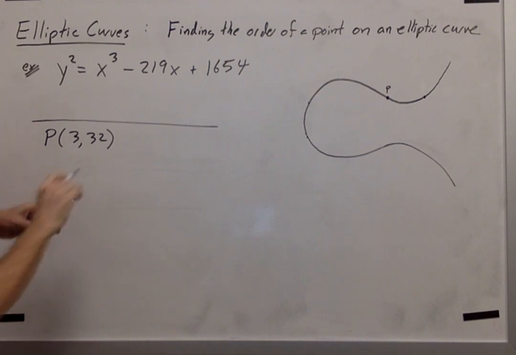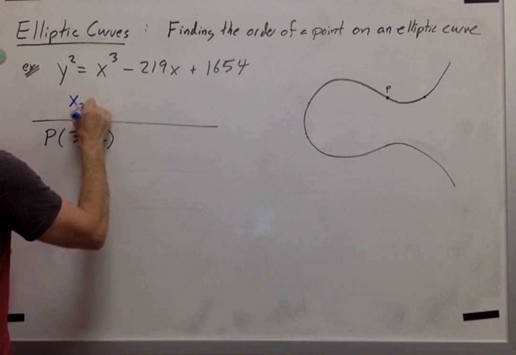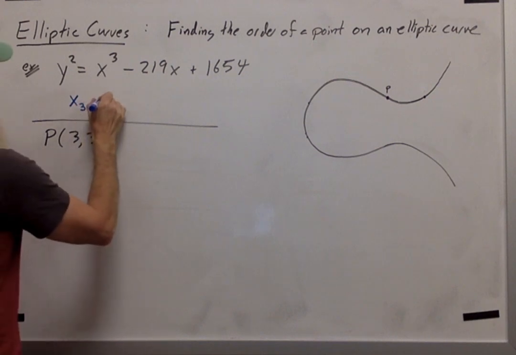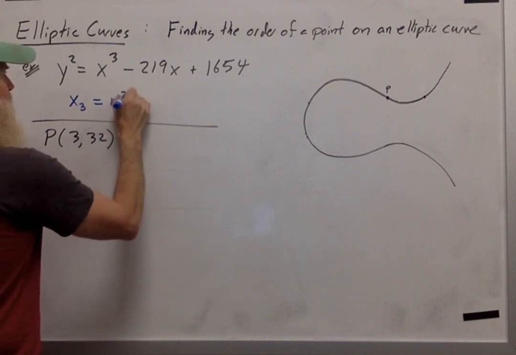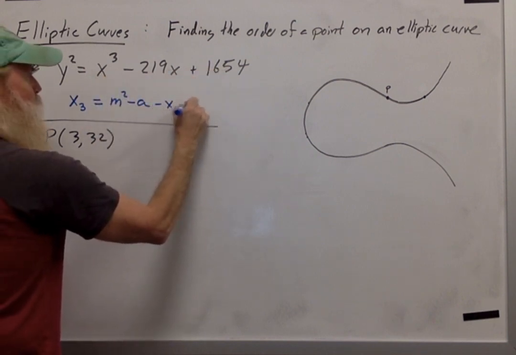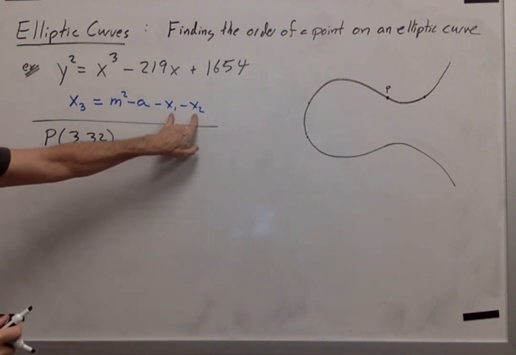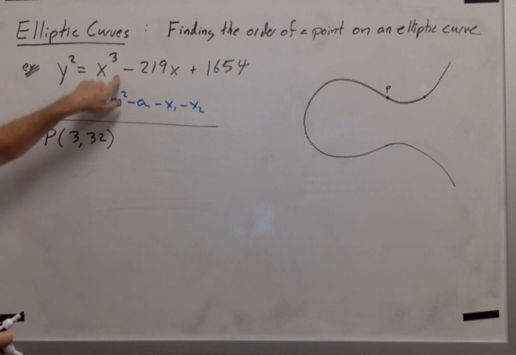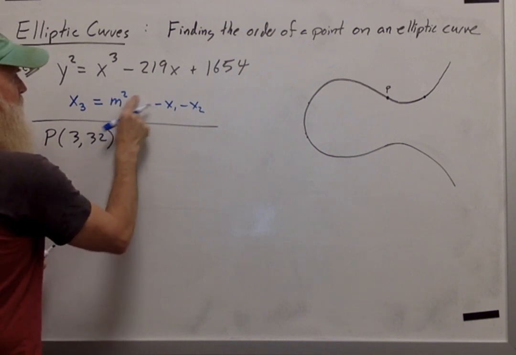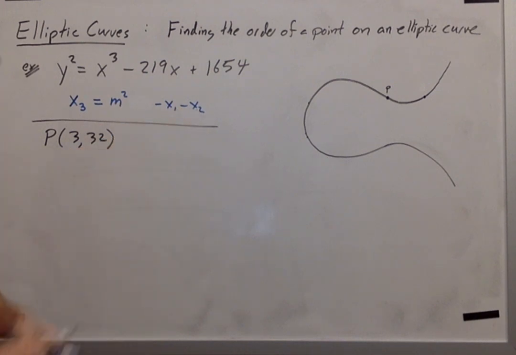Now, one thing that I'd like to remind us is that we can use the shortcut formula that says that the third point of intersection of a line passing through the curve is going to be the square of the slope of the line minus a from this equation minus x1 minus x2, where x1 and x2 are the x-coordinates of the two known points. Now this one's kind of a special equation because there's no x squared term in it. So for this equation, there's no a, and my shortcut formula takes the form m squared minus x1 minus x2.